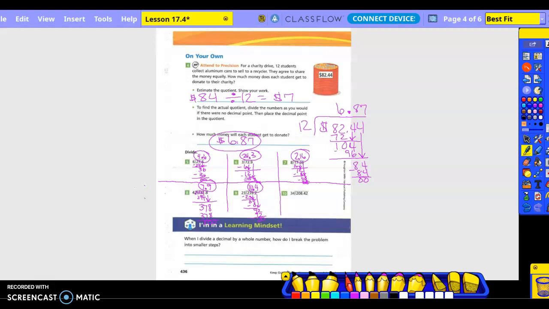Am I dividing by a whole number? Yes, so bring my decimal straight up. 34 into 2. Nope. 34 into 20. Nope. 34 into 208.